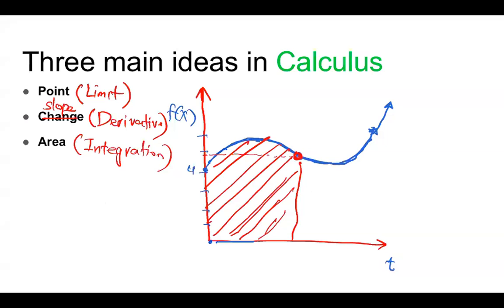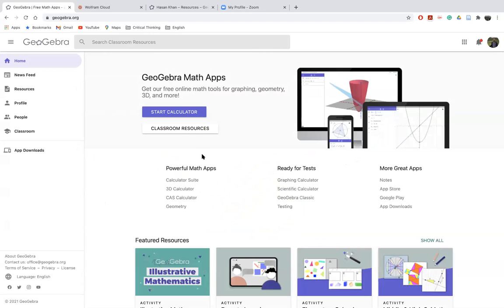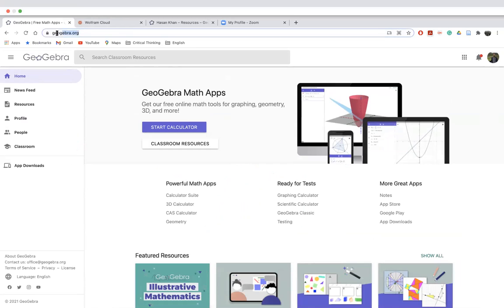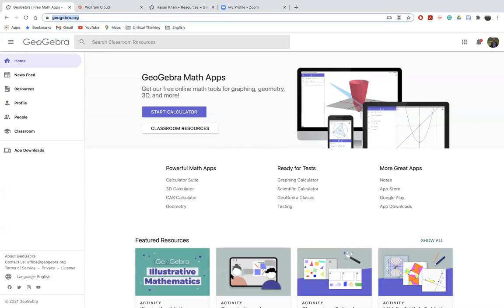Okay, so what I want you to do right now is, you see my screen, right? If you go to this website, geogebra.org, let me also share the link with you in the chat.